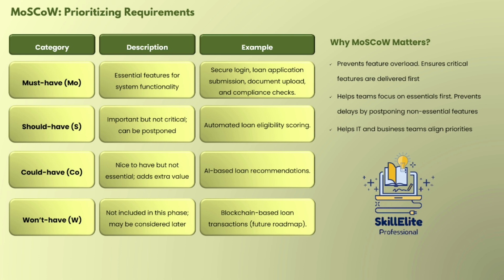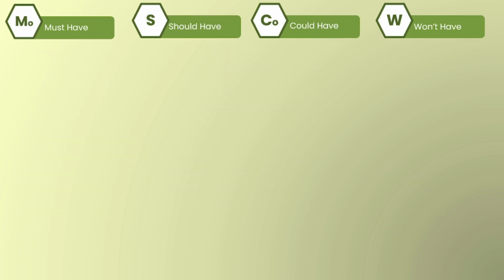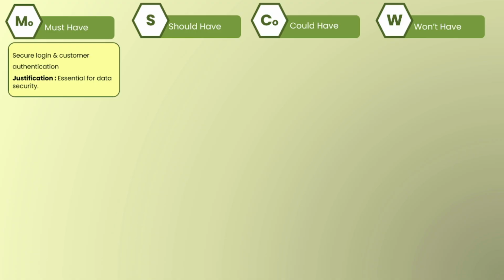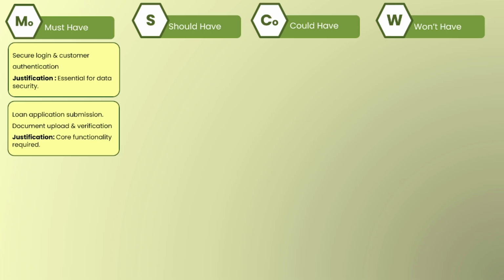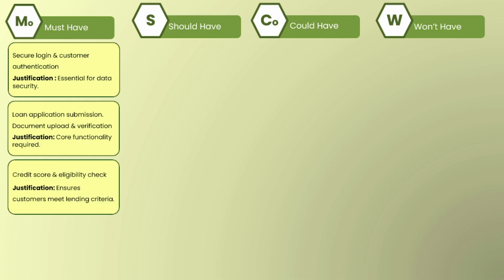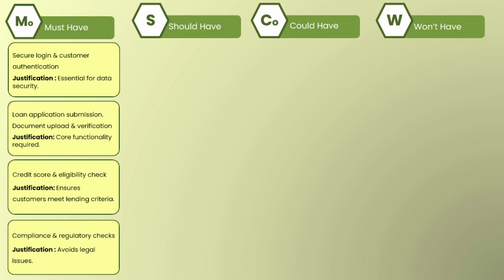Now let's go into depth of the MoSCoW method using a loan management system. So let us see must have features in using the MoSCoW method for a loan management system, and we have given the justification as well. Secure login and customer authentication. It is important because it is essential for data security. Then loan application submission and document upload verification. This is also very important because it is the core functionality of the system. Then credit score and eligibility check, it ensures customers meet lending criteria, so this also lands under must have. Then last is compliance and regulatory check, it avoids legal issues, so this is also a must have feature which we need to take care of first.